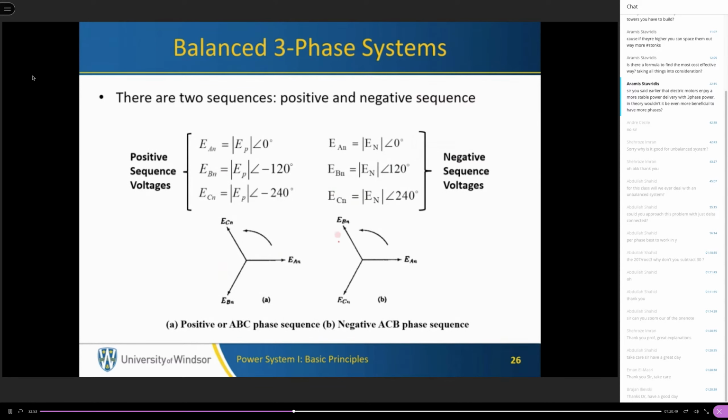Now let's look at the voltage in the phasor domain. So this is phase A, B, and C, and as you can see, they have the same magnitude and are shifted by 120 degrees. We call this sequence A, then B, then C. We call it the positive sequence.